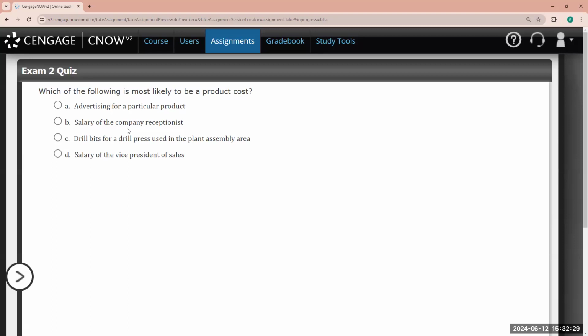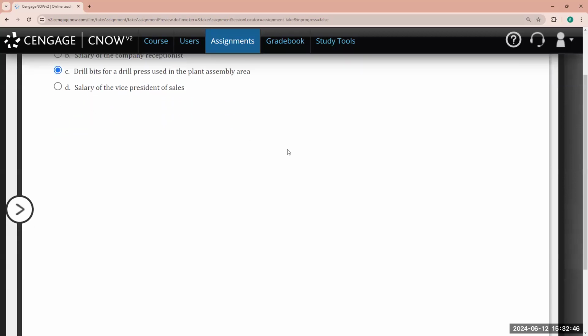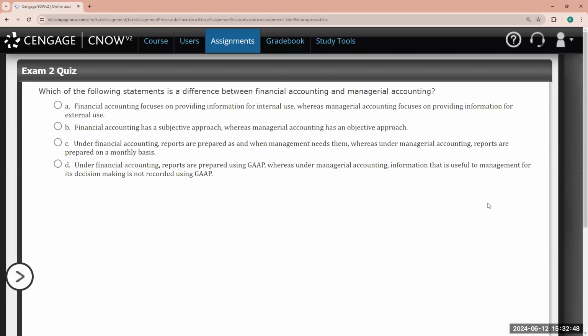Salary of the company receptionist would be a period cost. Drill bits for drill press used in the plant. This seems like a material, but let's look at D. D says salary of the vice president of sales. So this would be a period cost. So C would be our correct answer, as this makes up direct materials.